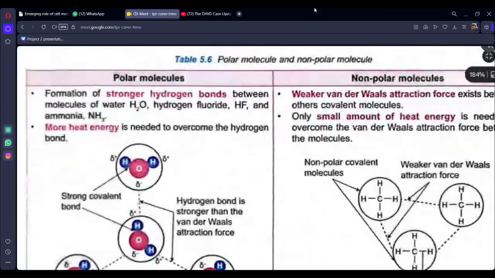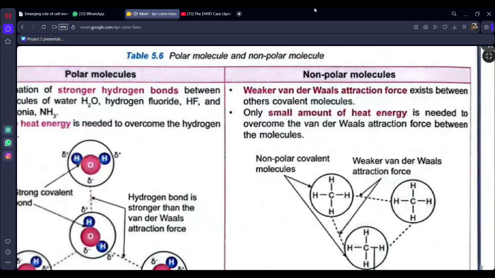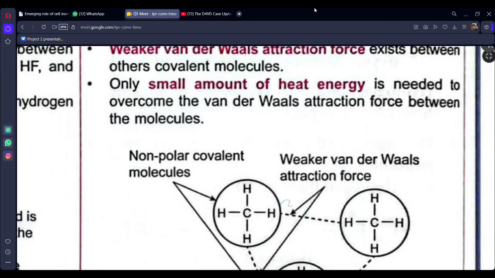Okay, polar versus non-polar. Formation of strong hydrogen bonds means more heat energy required. Then this is non-polar. Why is it non-polar? This is between H and H only.